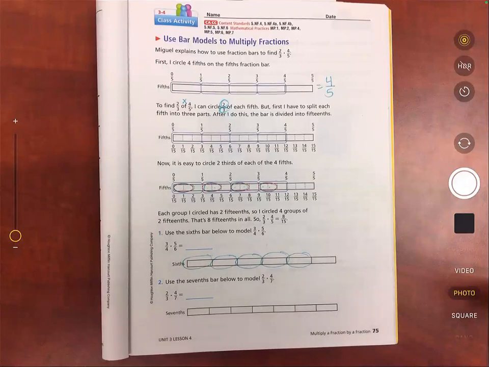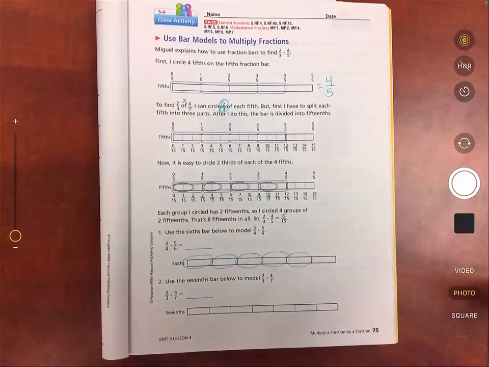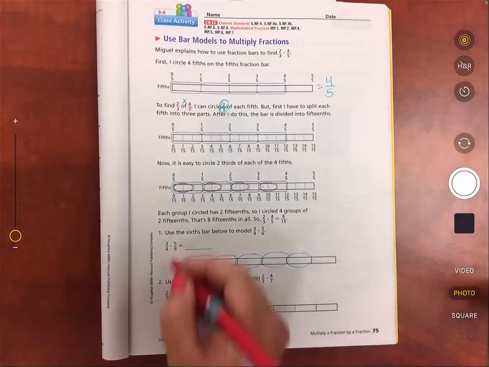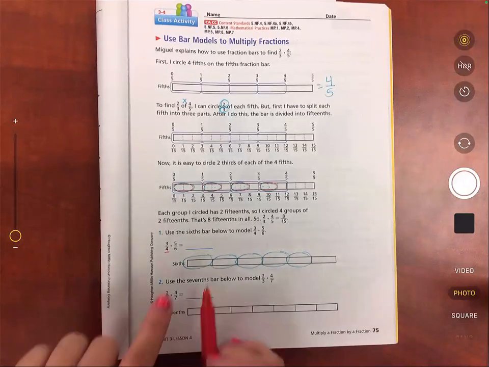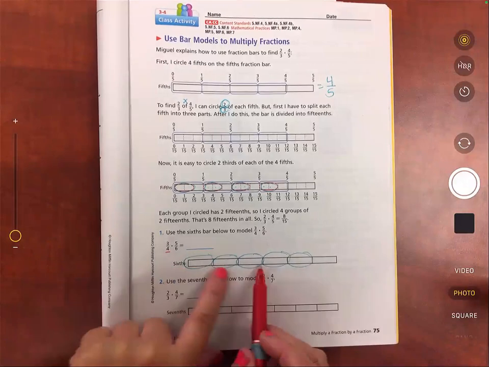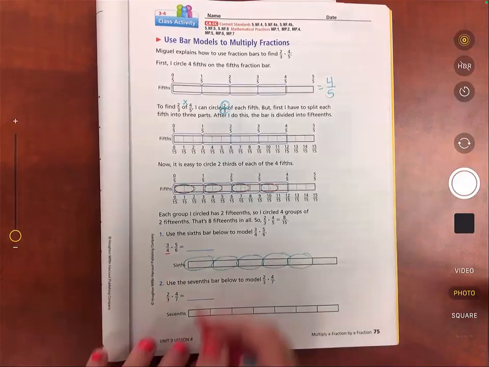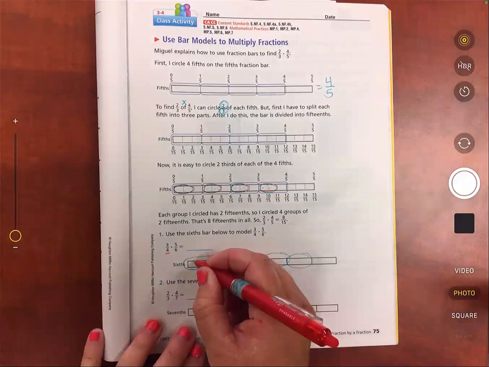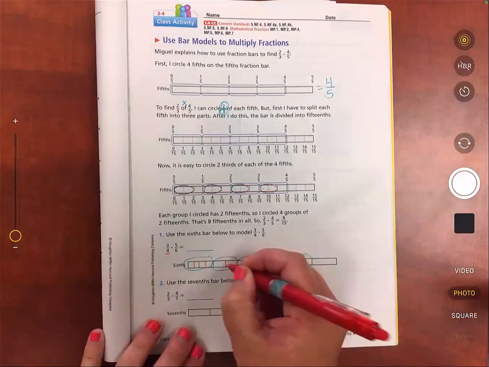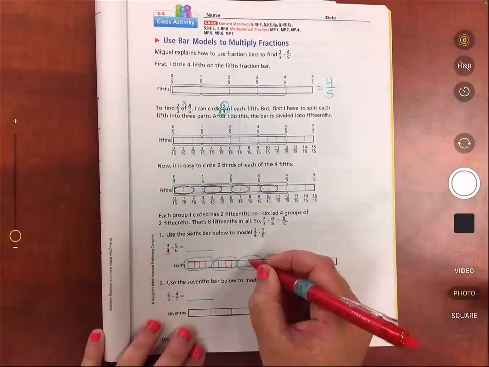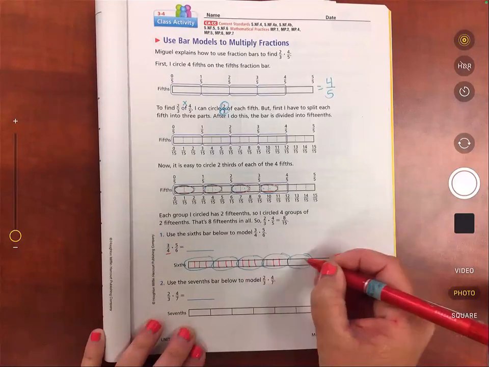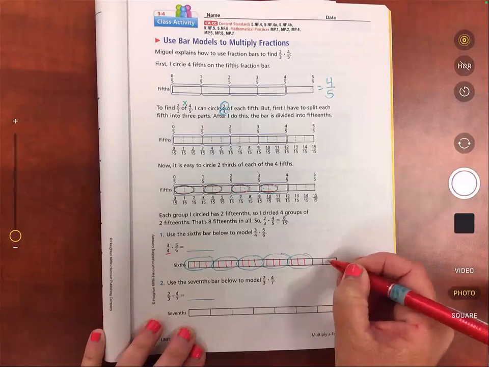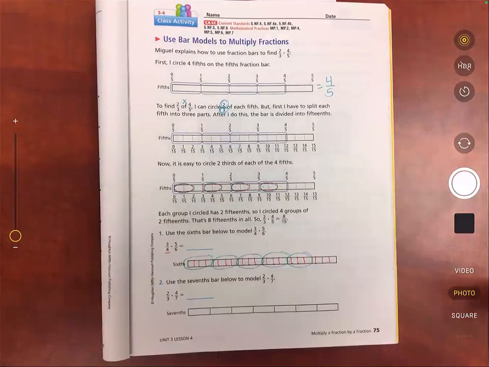Okay. So after I do that, then I have to look at my other fraction. My other fraction is 3/4. And since 4 is the denominator, I need to take each one of these sections and divide it into 4 pieces. So I'm going to divide this one into 4, and this one into 4, and this one into 4. You guys see how I'm dividing each one of those 6 into 4s? And that one into 4.